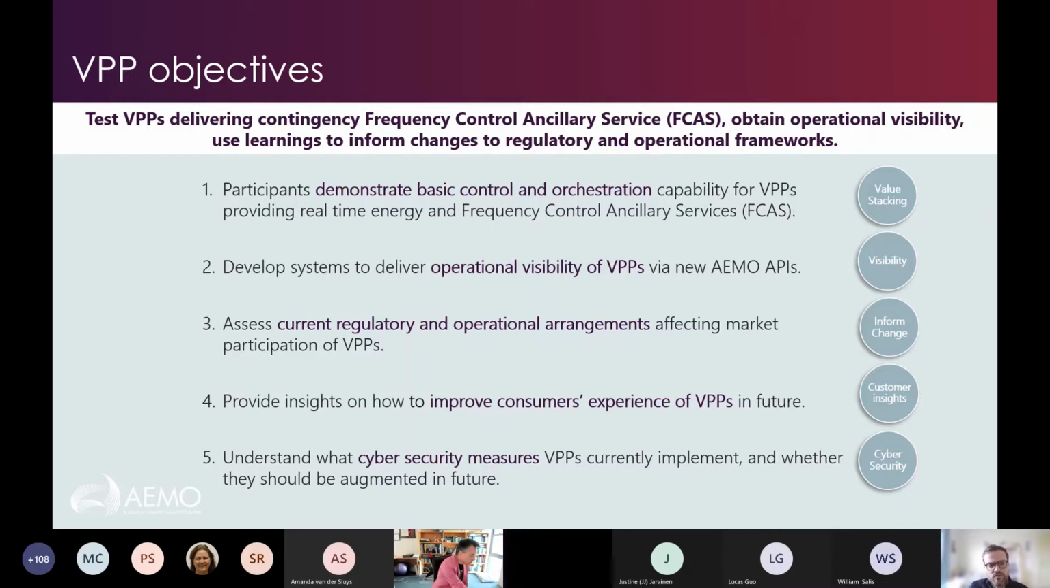We also wanted to have a particular focus on cybersecurity, to understand what cybersecurity measures VPPs currently implement and whether any change is required going forward. So these were the stated objectives, and we really wanted to use these as a reference point throughout the project. And so you'll see from the knowledge sharing reports that we've published that we've sought to address these objectives throughout.